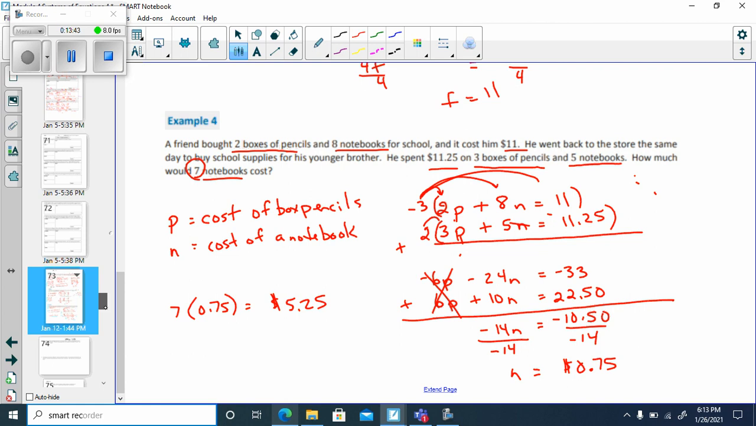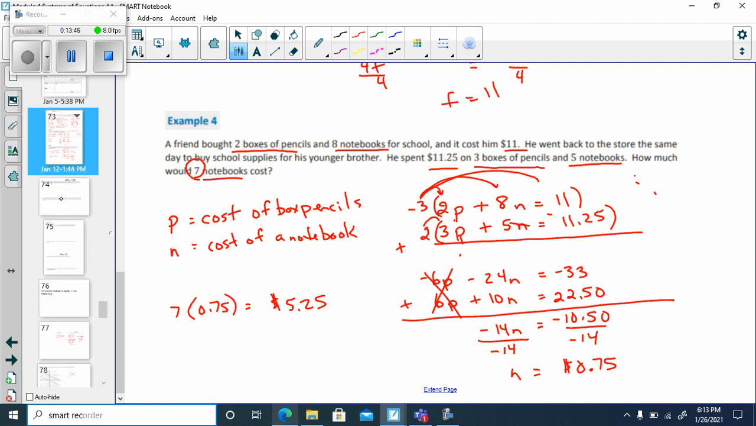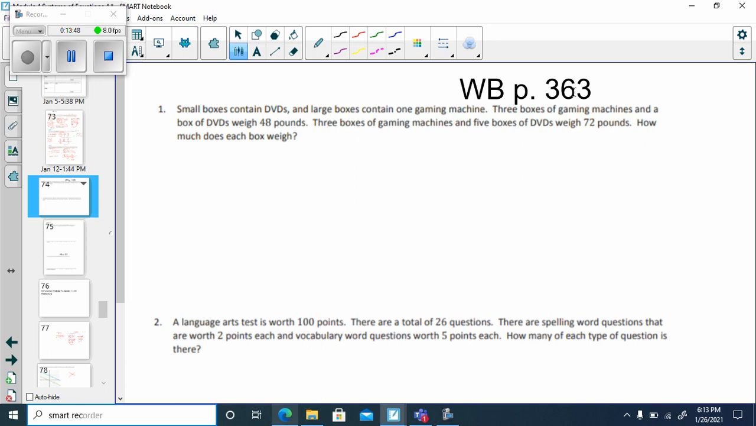Okay, now let's look at the next page on here. This is page 363 in your workbook. Small boxes contain DVDs. Large boxes contain 1 gaming machine. 3 boxes of gaming machines and a box of DVDs weigh 48 pounds. Okay? Small boxes contain DVDs. Large boxes contain gaming devices. What does the very end say? How much does each box weigh?